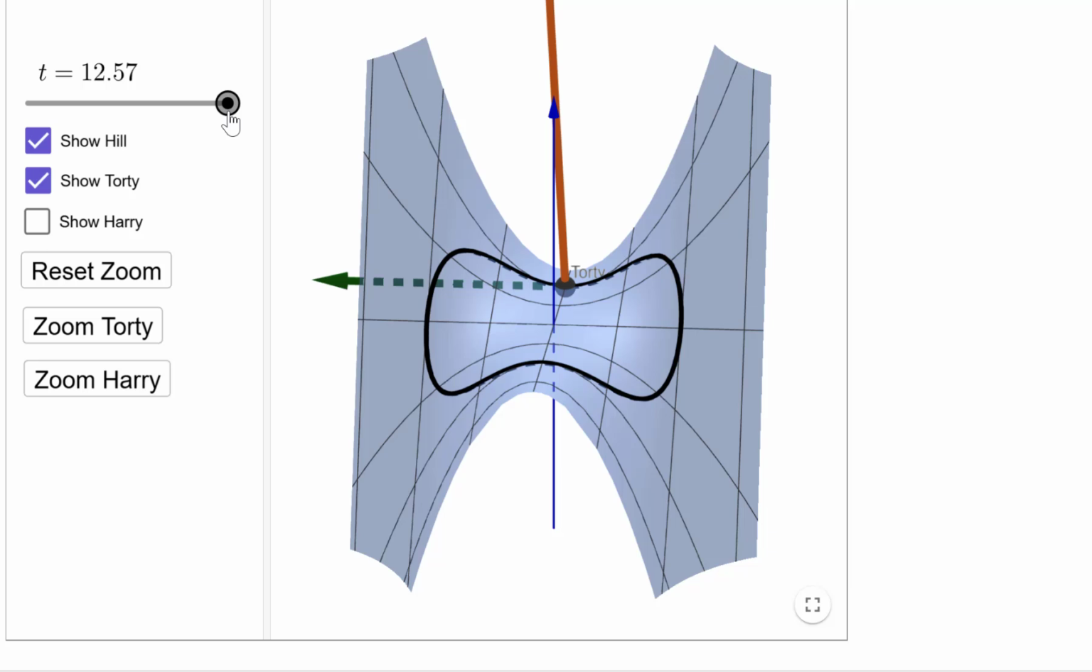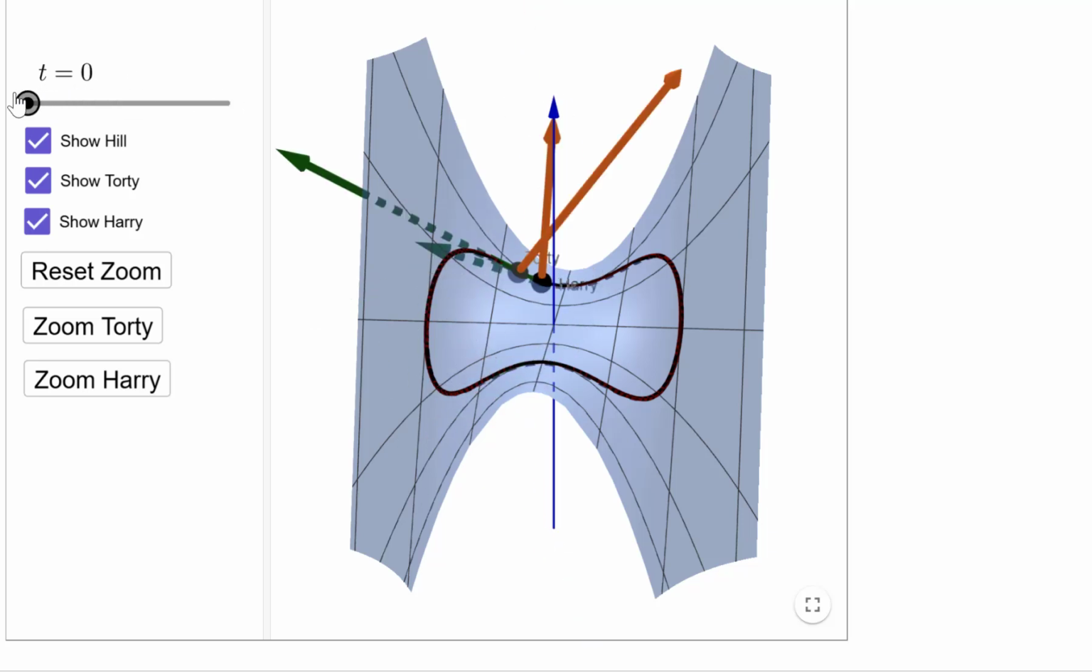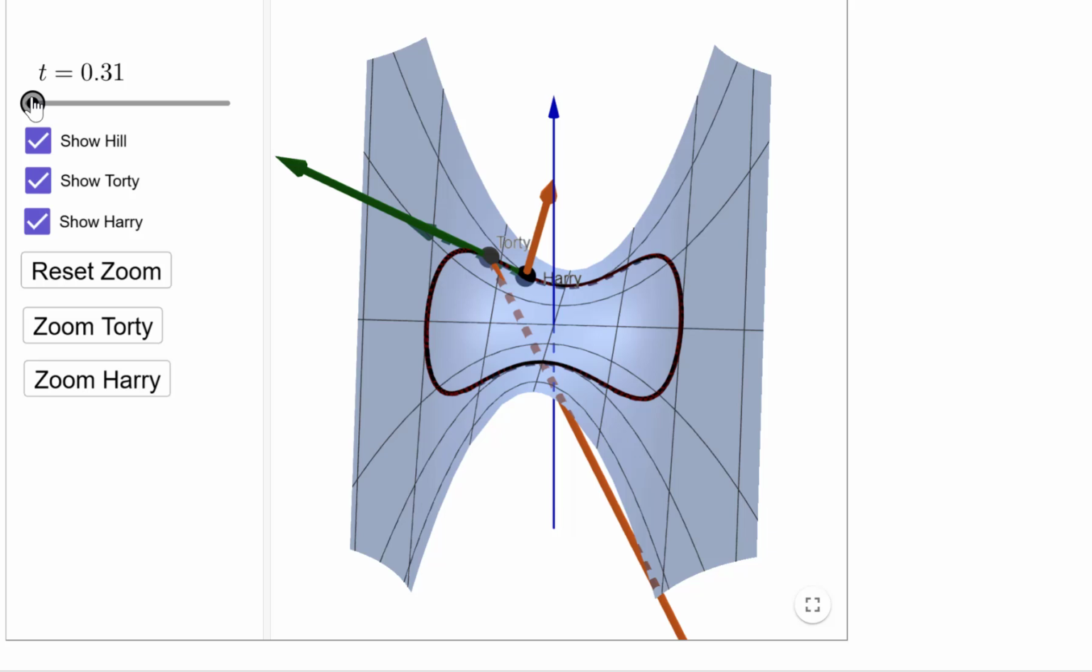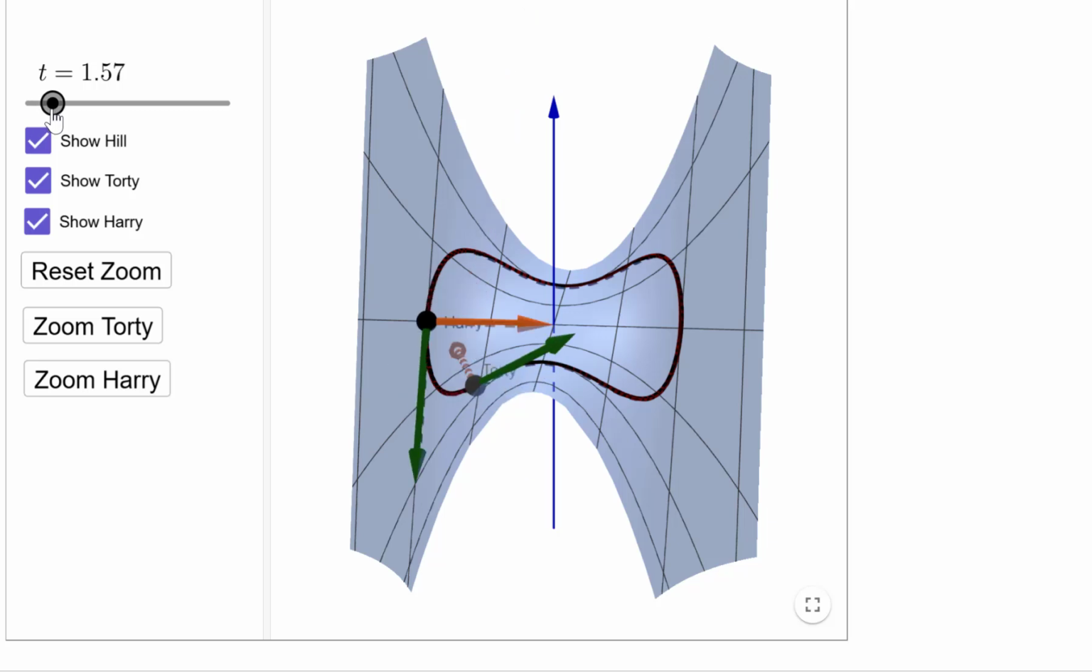So if I had to make a conjecture about what happens from time equals 0 to 4 pi, I certainly know that they both start at the same point and they end at the same point. And if I watch them go around, I can see that at some point Torty is ahead, and then at some other points Harry is ahead. All right, and they're playing this little game. It seems that they're at the same position. It's a tie when we get to the 1 lap mark.